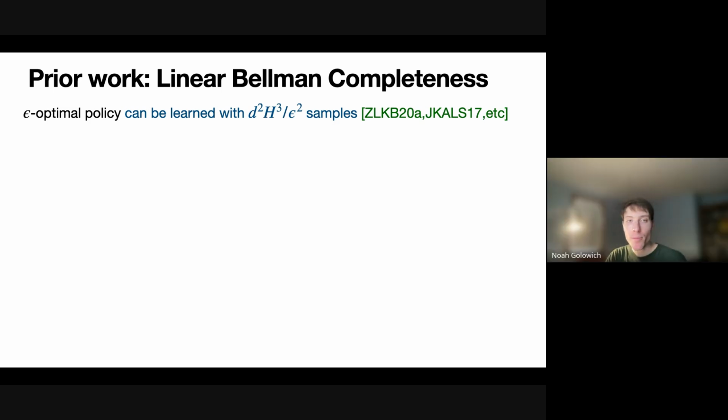Okay, so now let me discuss some prior work on learning MDPs with linear Bellman completeness. One of the most basic results is that an epsilon optimal policy can be learned with a number of samples that scales polynomially in the dimension, the horizon, and 1 over epsilon. There's a bunch of works dating back to 2017 and also some more recent ones that show this. The problem is that all of these procedures are computationally inefficient. Roughly speaking, this results because they solve a certain non-convex optimization problem, which I'll discuss in more detail later on in the talk.